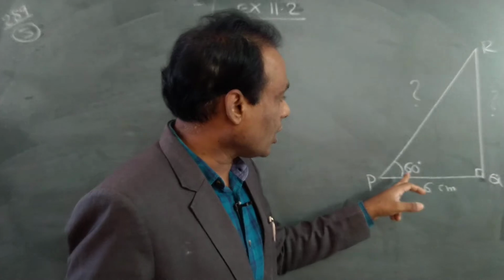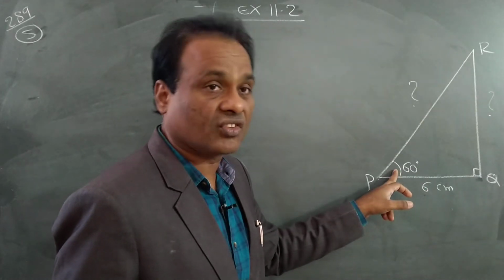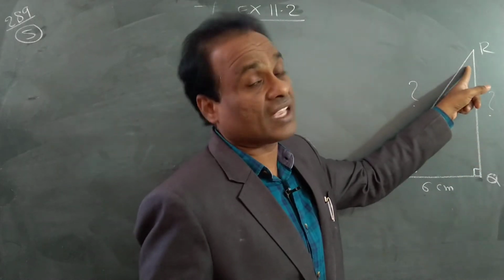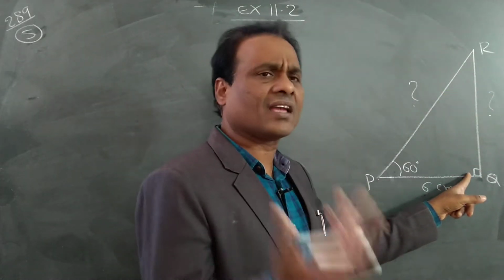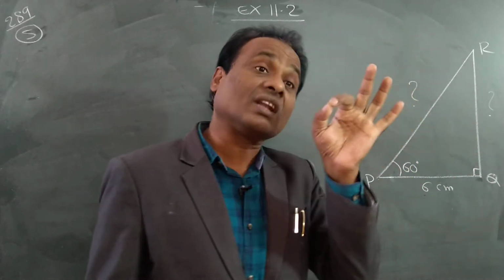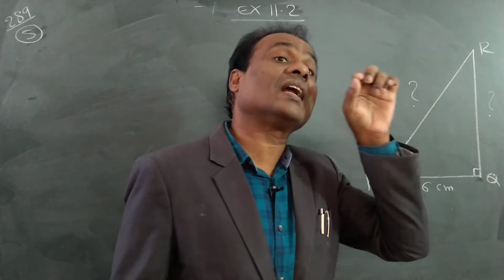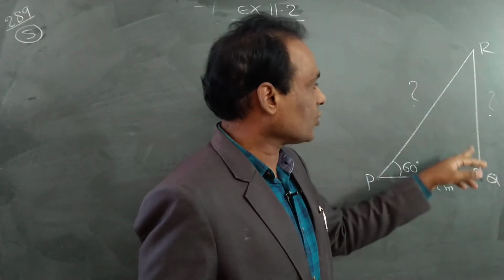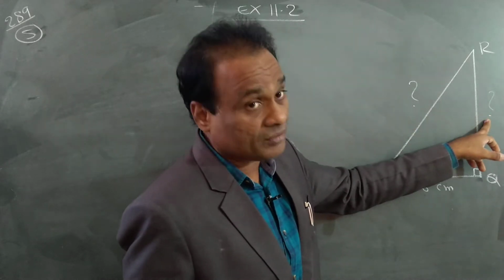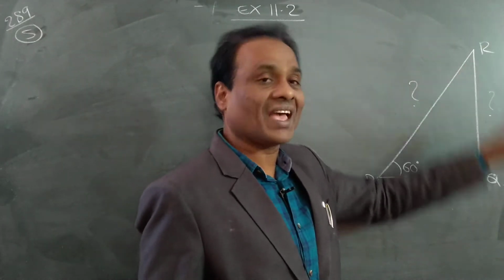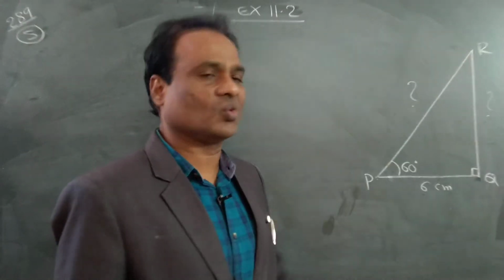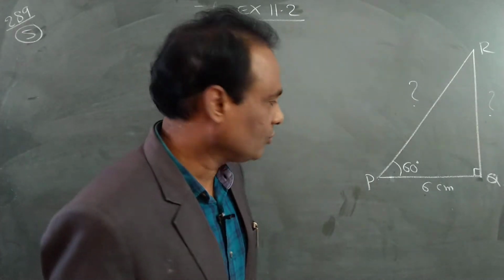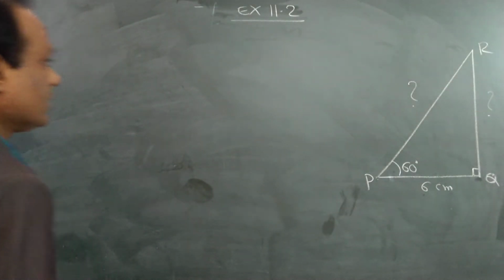In that 5, if any 2 are given, we can find the remaining 3. So in this, this is given, this is given. So we can find this side, this side, and this angle also. This is 90 degrees because right angle means one angle is 90 degrees, and it is clearly given that angle right angled at Q. So Q is 90 degrees, it is given in the problem. These 2 are given, remaining anything we can find. So how to find? I will explain right now.